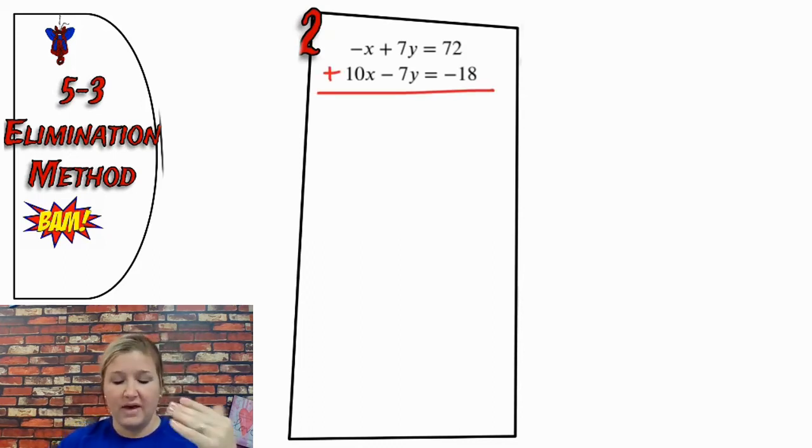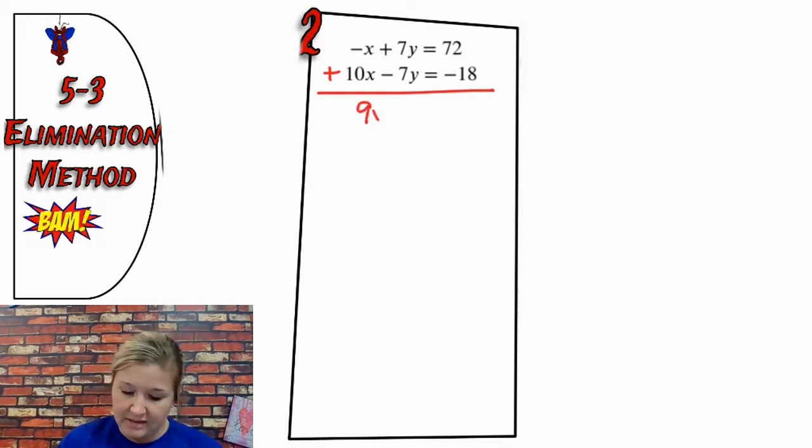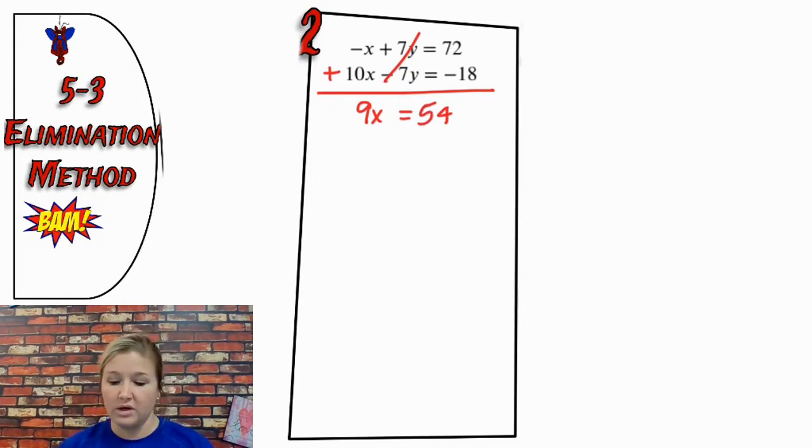So I have negative x plus 10x, which makes 9x. And then this makes 0, and that is equal to 54, so 72 plus negative 18 is 54. Then I'll divide both sides by 9, and x would be equal to 6. Again, lots of 6's.